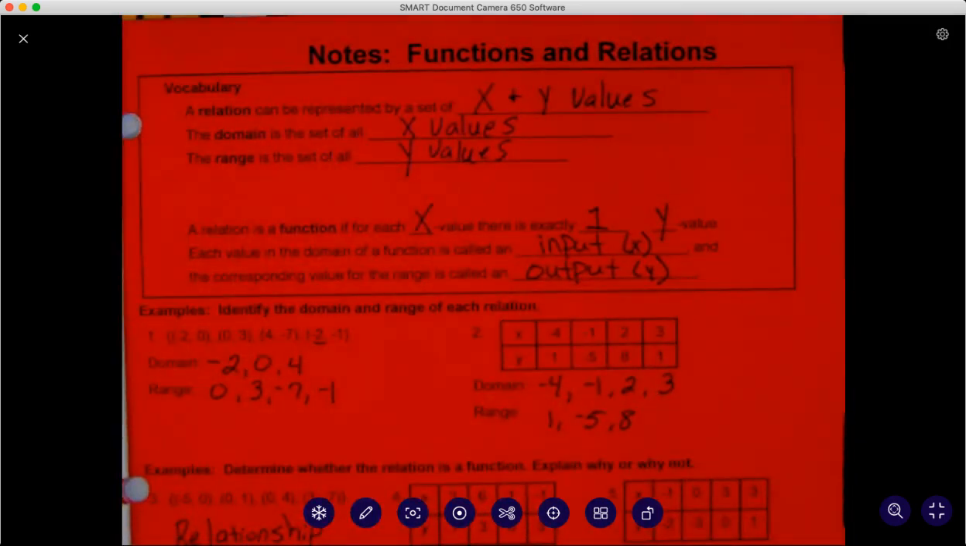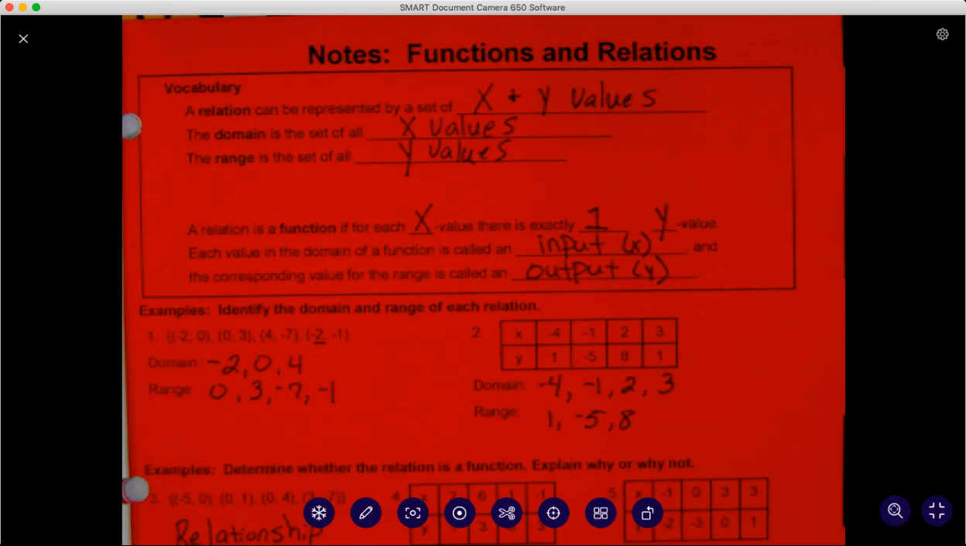So a relation is represented by x and y values. The domain is the group of x's, the range is the group of y's. A relation is a function when every x has exactly one y. So we use input and output for the x's and y's, so every input has one output.